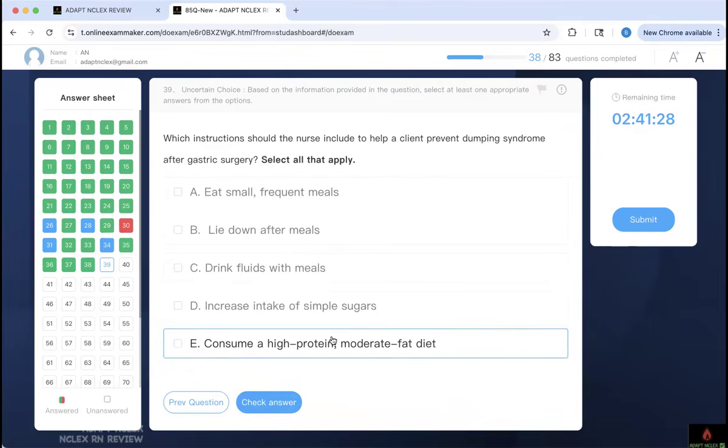Which instructions should the nurse include to help a client prevent dumping syndrome? When you do gastric surgery, the major risk associated with this is dumping syndrome. That means fluid goes down and gets into the GI tract quickly.